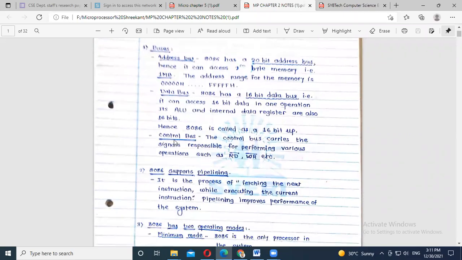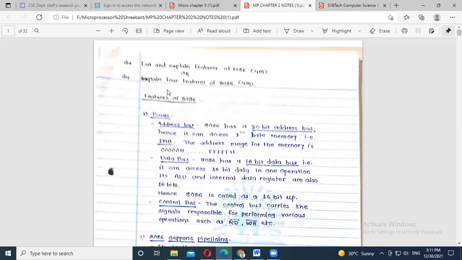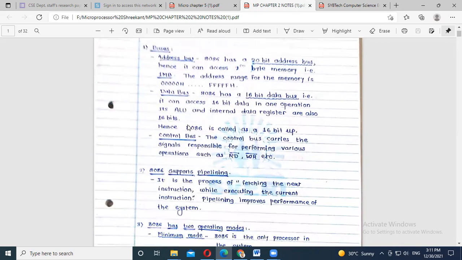Okay. After that, the control bus. The main functioning of the data bus and the main functioning of the address bus, these two buses are controlled by the control bus. The control bus carries the signals responsible for performing various operations such as the ready state, writing, reading, etc. Okay. So this is regarding the buses. It is one of the main features of 8086.